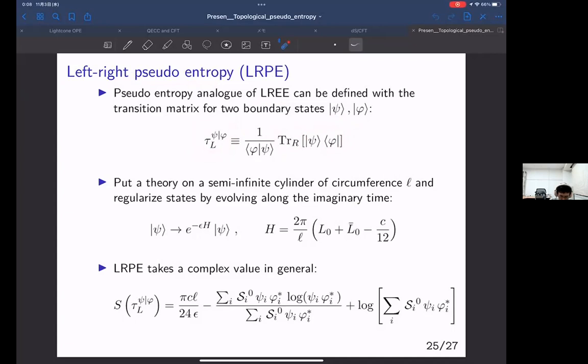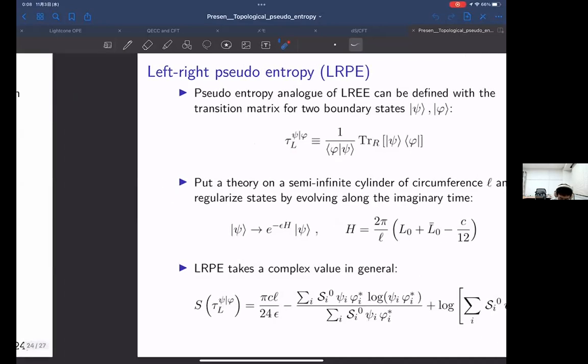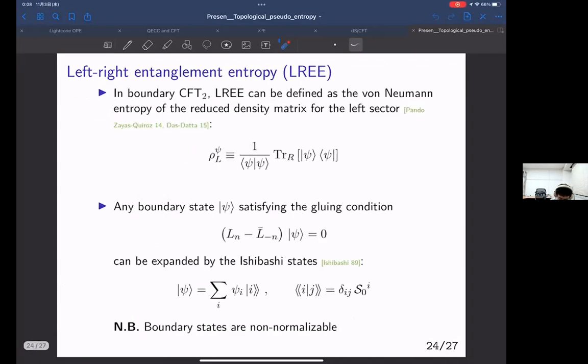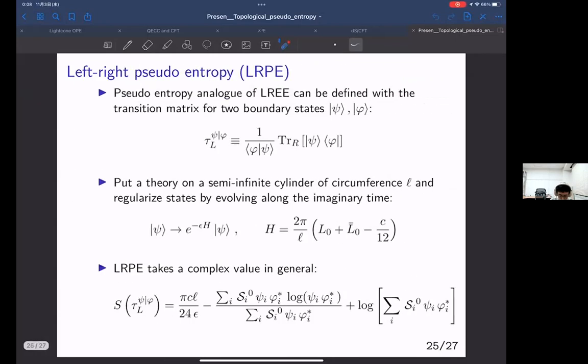And we did some quick calculation. It's kind of straightforward to calculate the left-to-right pseudo entropy. But as I said briefly, since the boundary state is not normalizable, we need some regularization. To regularize the UV divergence, we evolve the boundary state along imaginary time by using the Hamiltonian. This epsilon is a small number. This is just a regulator.